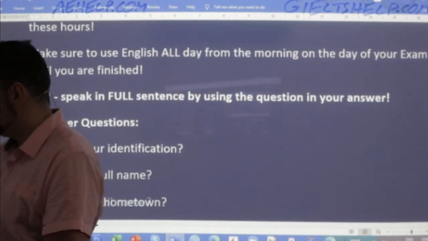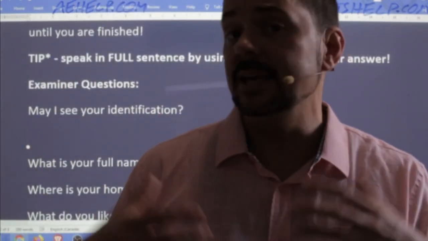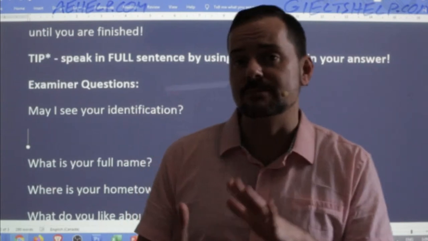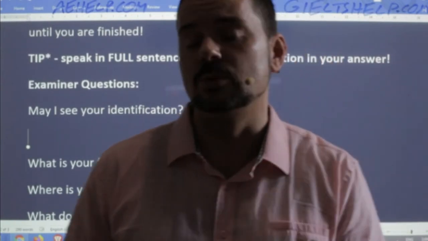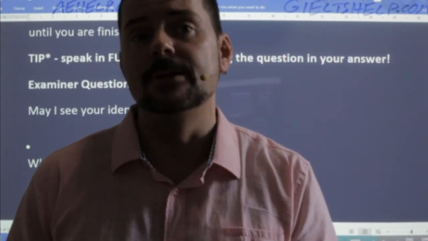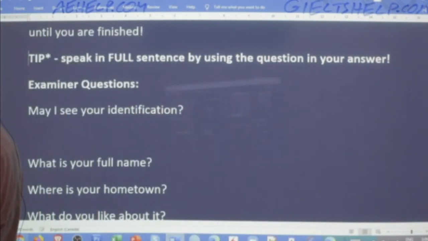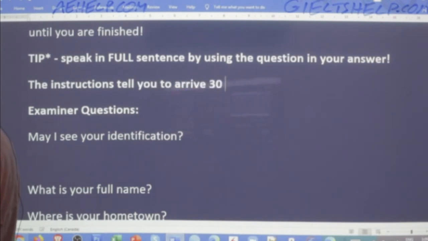So you go into your IELTS speaking exam, and you have to get there 30 minutes early, okay? When you register, it will say, be at your exam 30 minutes early. So let's say that your speaking exam is at 10:30, then the instructions will say, get to your exam at 10 o'clock. Get there even earlier, okay? The instructions tell you to arrive 30 minutes before your test time. Actually, 30 minutes for the sit-down part as well.